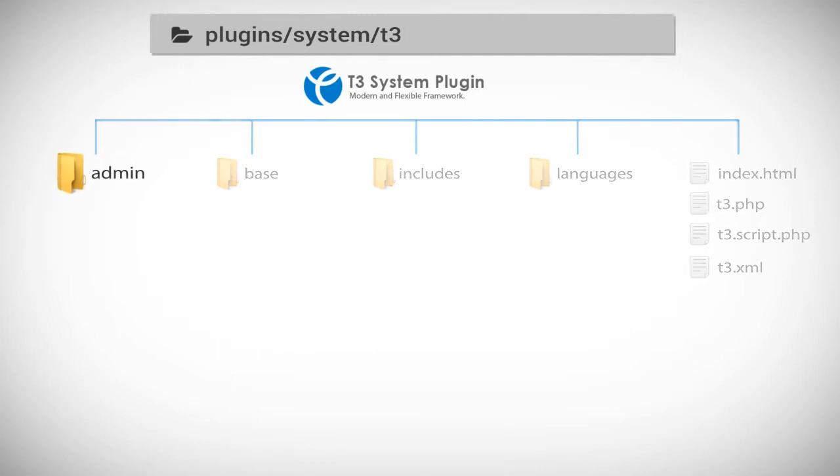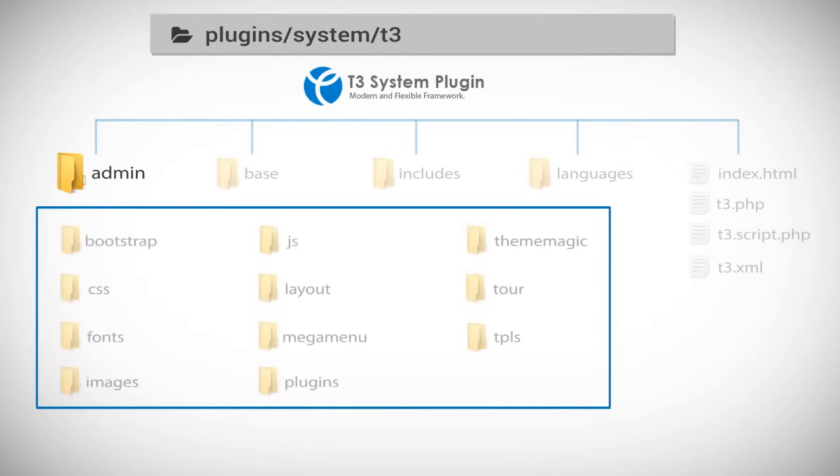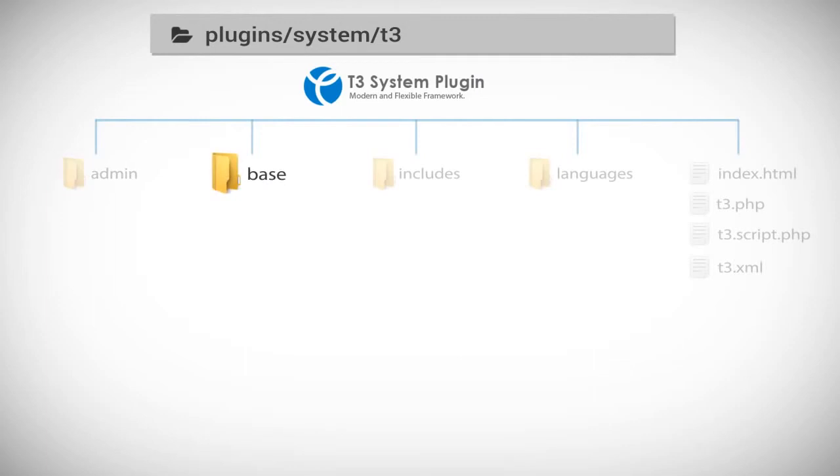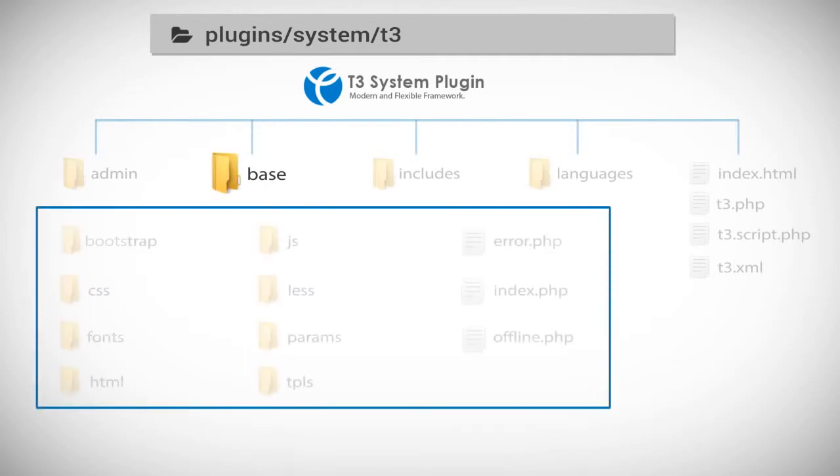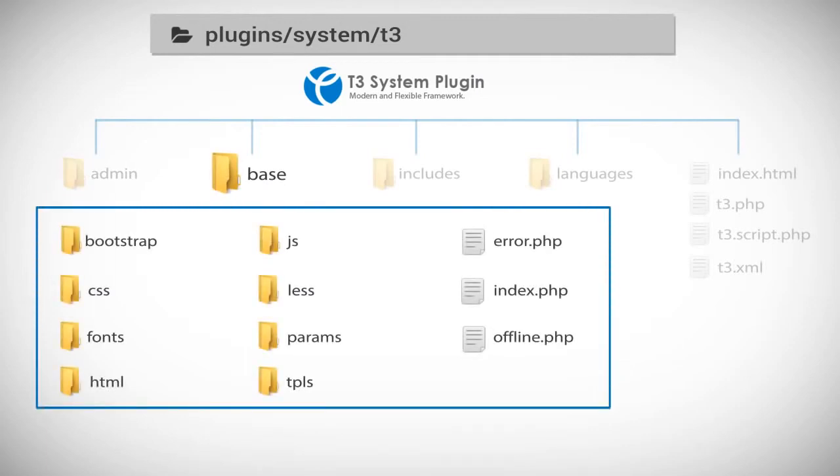First, let's check the admin folder. Here's the folders and files inside the admin folder. All the folders and files in this admin folder are used for the admin panel of the framework. Okay, now let's check the base folder. All the files and folders here are to build up the base theme. All themes of any template developed with T3 framework are based on the base theme. Or in other words, all themes are the customized theme of the original base theme.